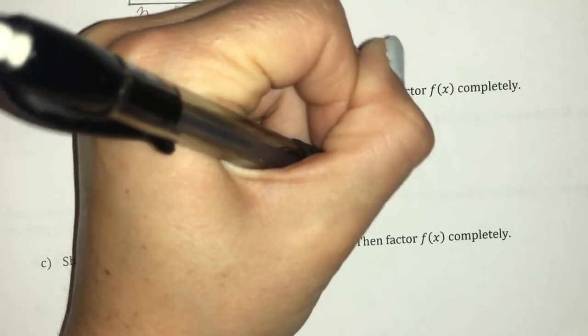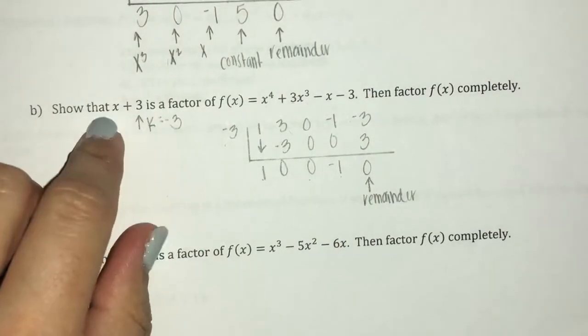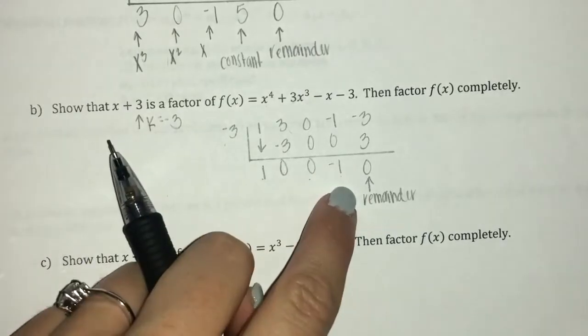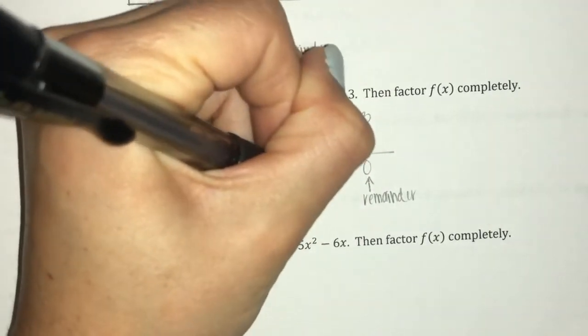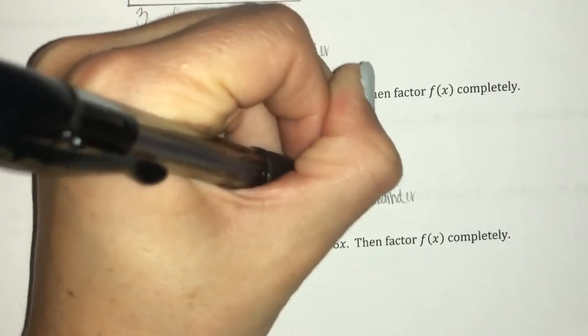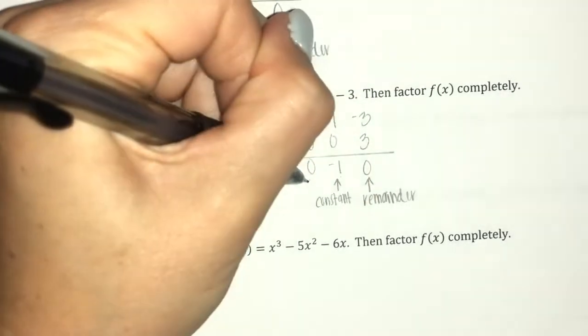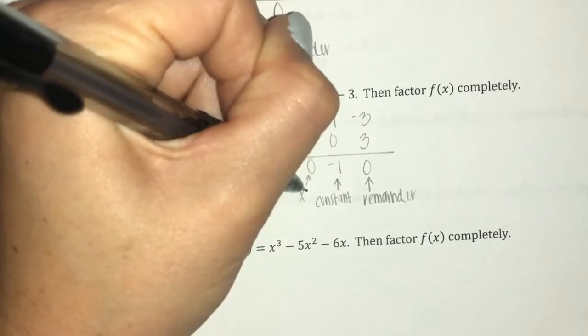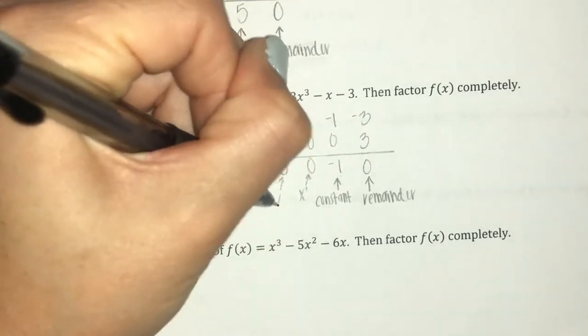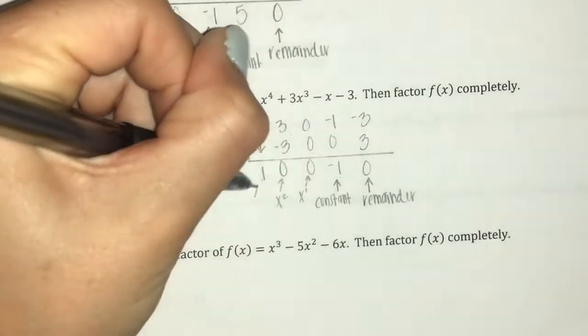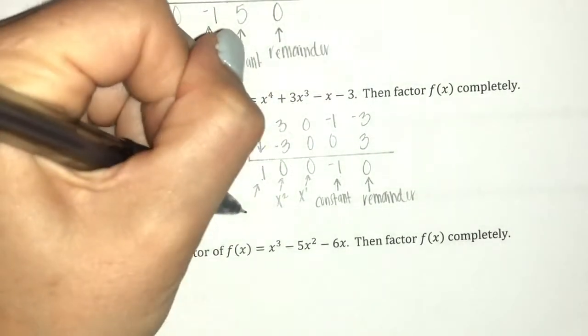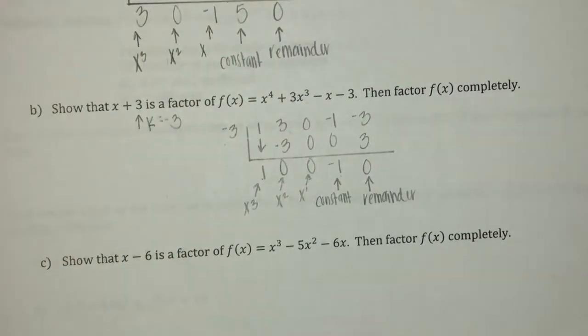And then if we want to factor it completely, we can pull out the x plus 3, and this is what we're left with. The remainder was 0. That next number over is going to be our constant, so our number without a variable. The 0 would be our coefficient of x to the first. The next 0 would be our coefficient of x squared. And the 1 is our coefficient of x cubed.